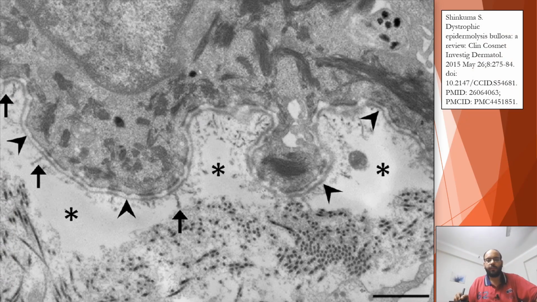So this is an electron micrograph of dominant dystrophic EB, or dystrophic EB in general, and you can see that this star is the split cavity or the blister cavity. Okay, and these arrows label the anchoring fibrils. Can you see these thread-like structures coming down here? Now these thread-like structures are anchoring fibrils. Here you have the dermis, and here you have the epidermal cell. Okay, so here you can see the lamina densa. This one is lamina densa, and just below lamina densa you have the anchoring fibrils. So it is detached. Okay, so in dominant dystrophic you can see the detachment at the level of anchoring fibrils.